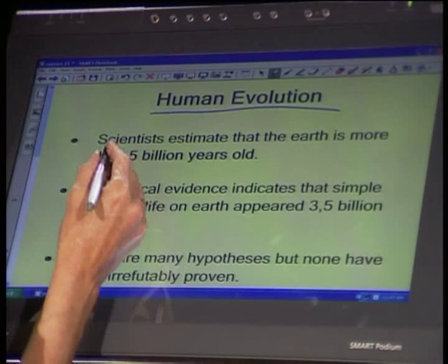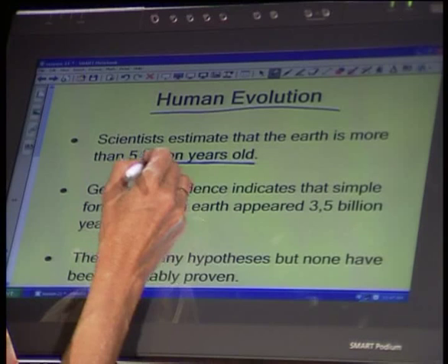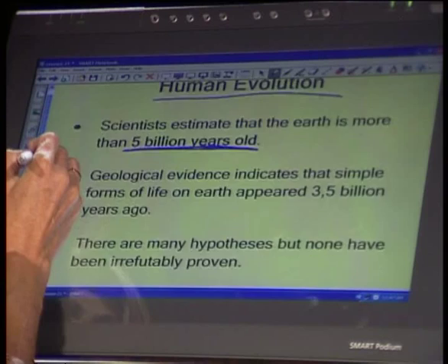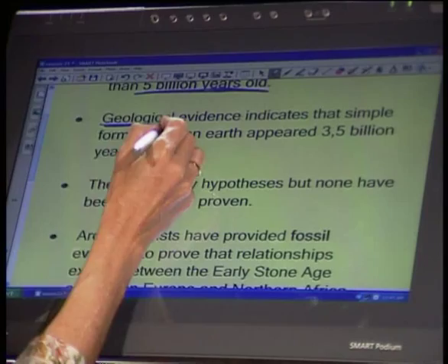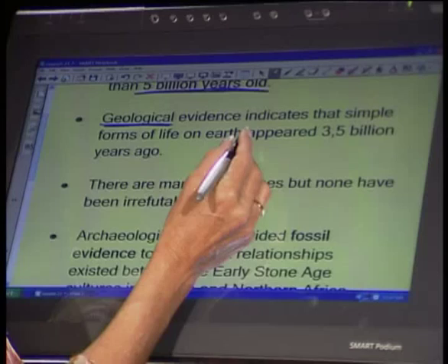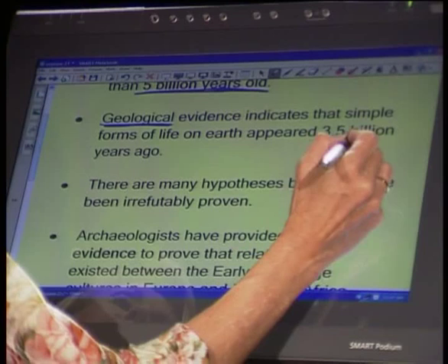Scientists estimate that the Earth is more than 5 billion years old. Remember, it's 5,000 million years old. So it's more than 5 billion years old. The geological evidence, that's what we can see in geology, in the whole geographical process of the Earth, indicates that simple life forms on Earth appeared 3.5 billion years ago. That is a long time, people.